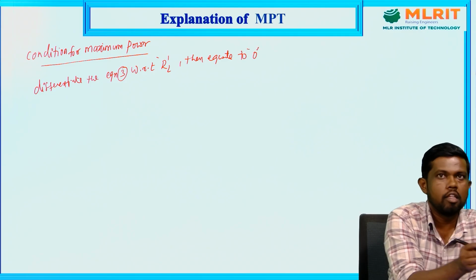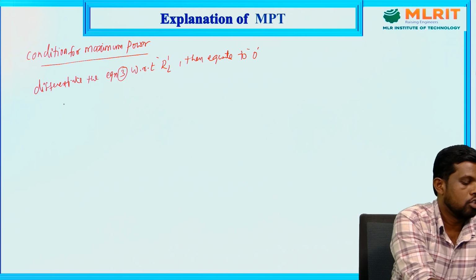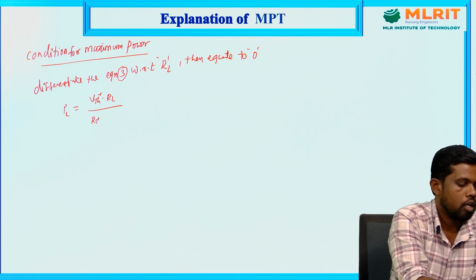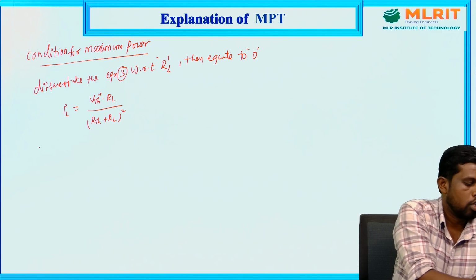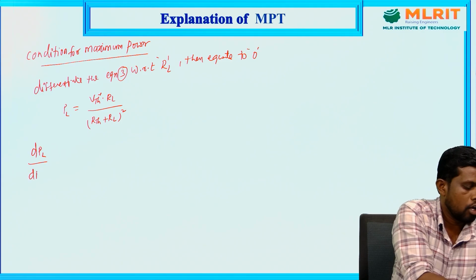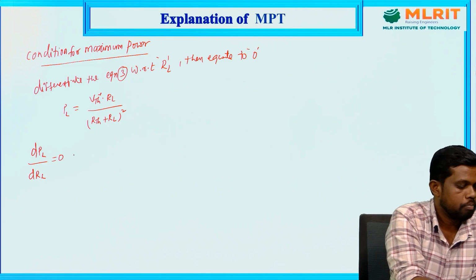Then only we will get the condition for maximum power. So for that, equation number 3 is PL equal to VT square into RL divided by (RTH plus RL) whole square. So with regard to the above statement, we need to do dPL upon dRL, then we need to equate it to 0. Then only we will get the condition for maximum power.